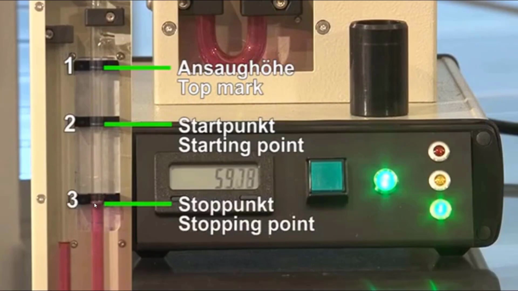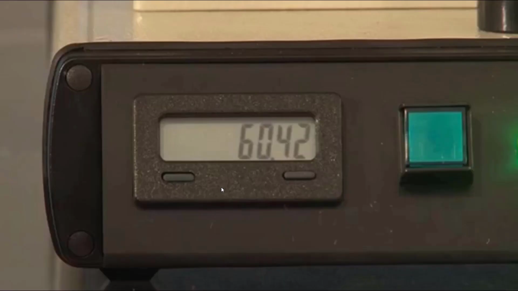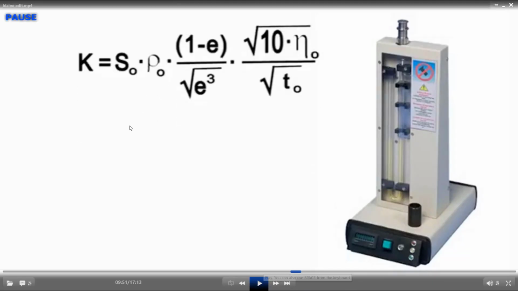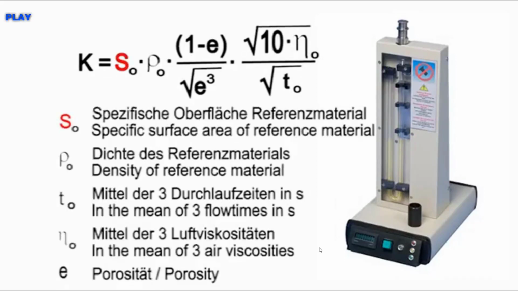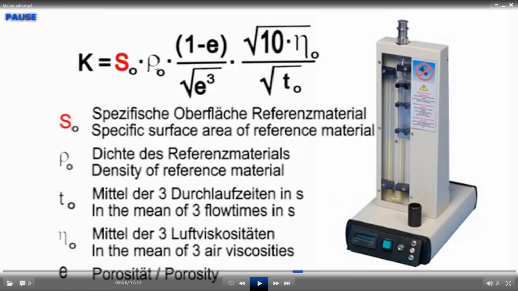So you have a stopping point. The liquid has been reached. It's 60.42 seconds. To calculate the constant of this machine, S naught is the specific surface area of a sample, that is, the reference sample. You have a rho naught, which is the density of the reference material that we have from the manufacturer. The S naught is being calculated now.